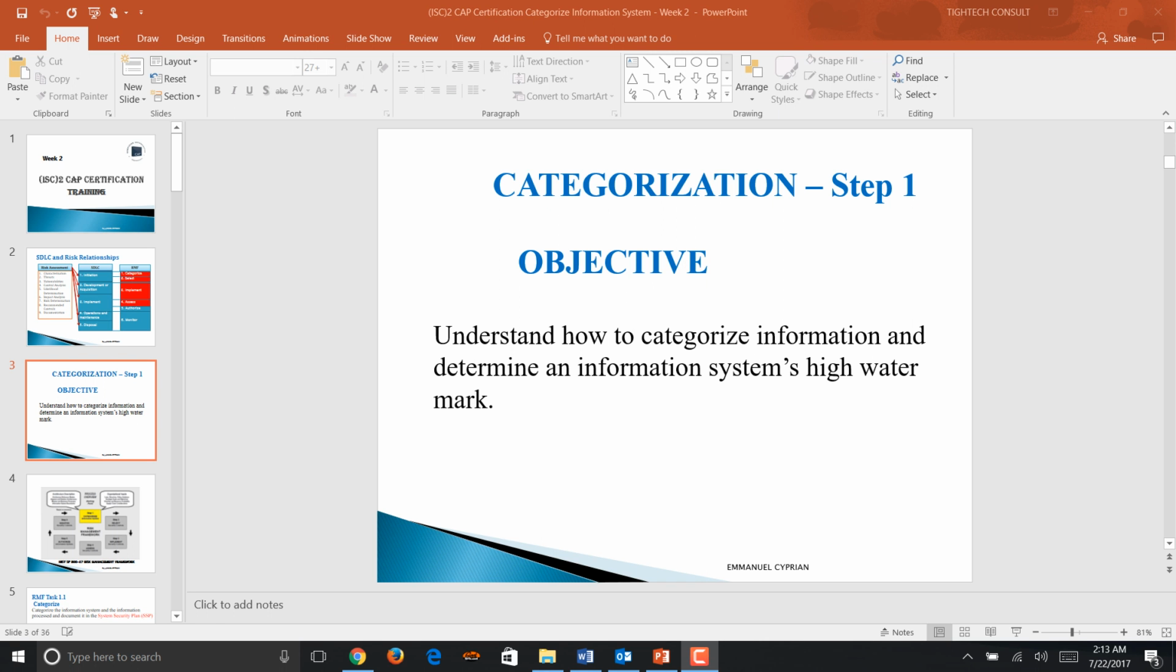Today we shall be looking at the first step in the risk management framework. If you missed our last video, go check it out and you'll be able to understand the various definitions and concepts of the risk management framework. I gave some background information and some definitions and concepts. Today we shall be looking at the first step in the risk management framework, which is categorization of information and information systems.